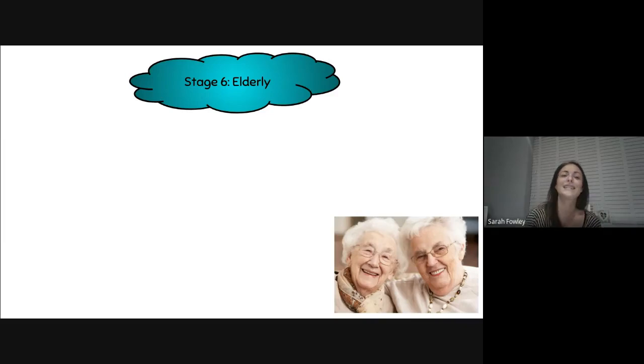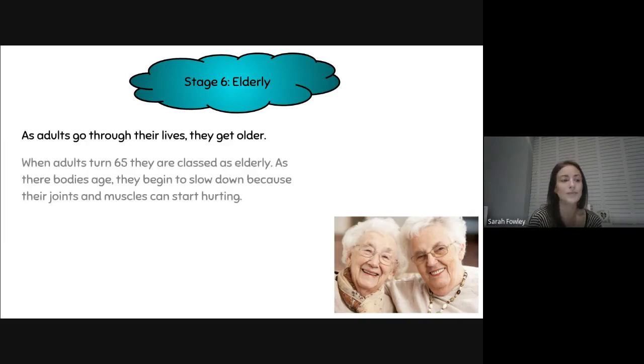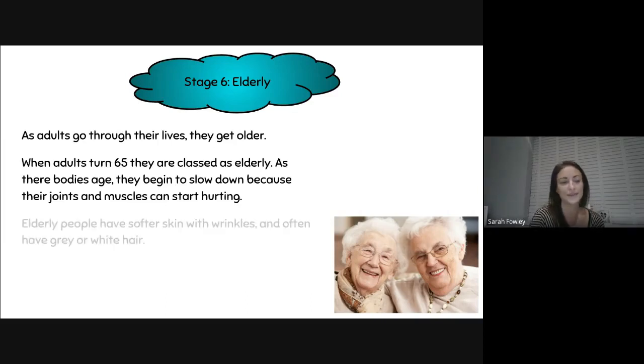And stage 6, so this is the last stage that we'll be looking at today, is elderly. So as adults go through their lives, they get older. When adults turn 65, they are classed as elderly, although some 65-year-olds may not like to be called elderly. As their bodies age, they begin to slow down because their joints and muscles can start hurting.